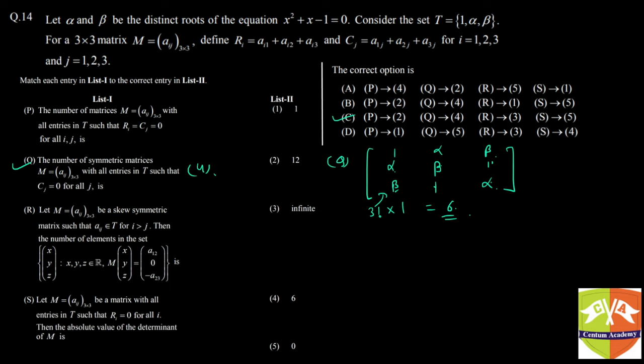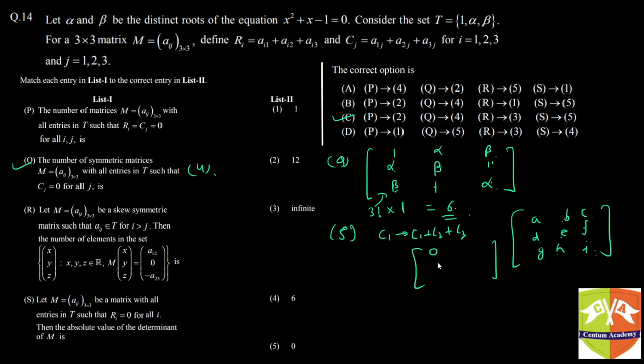Now finally, we have S left. What is written in S? M is a matrix with all the entries in T such that the sum of all the rows is 0. Then what is the absolute value of the determinant of M? Suppose the sum of all the rows is 0, then what operation shall we apply? Rather, we'll apply a column operation, that is C1 goes to C1 plus C2 plus C3. Suppose we have these elements A, B, C, D, E, F, G, H, I. If A plus B plus C is 0, D plus E plus F is 0, and G plus H plus I is 0, then after applying this operation, the first column will become 0, 0, 0. And whatever the second and third columns are, this determinant will always be 0. So the answer for option S is 50, which was already there in option C.